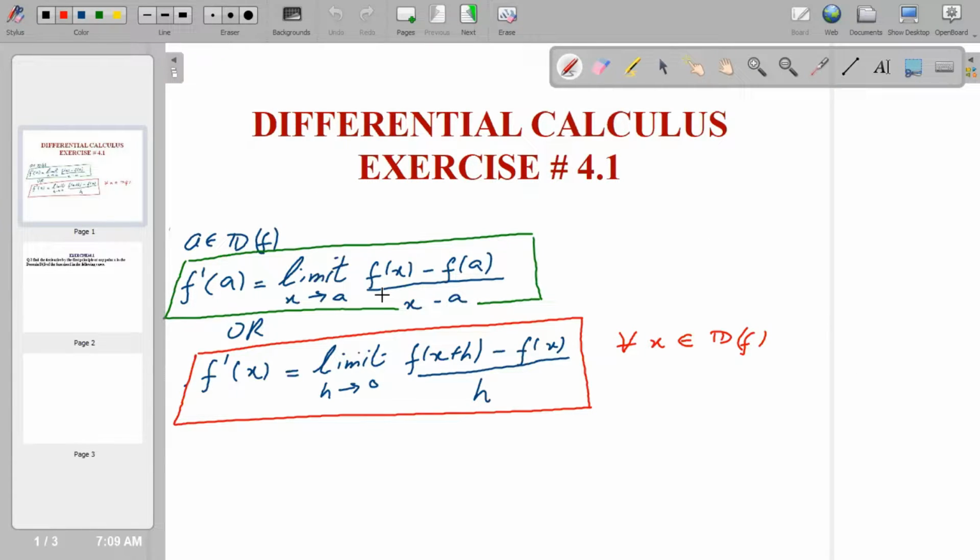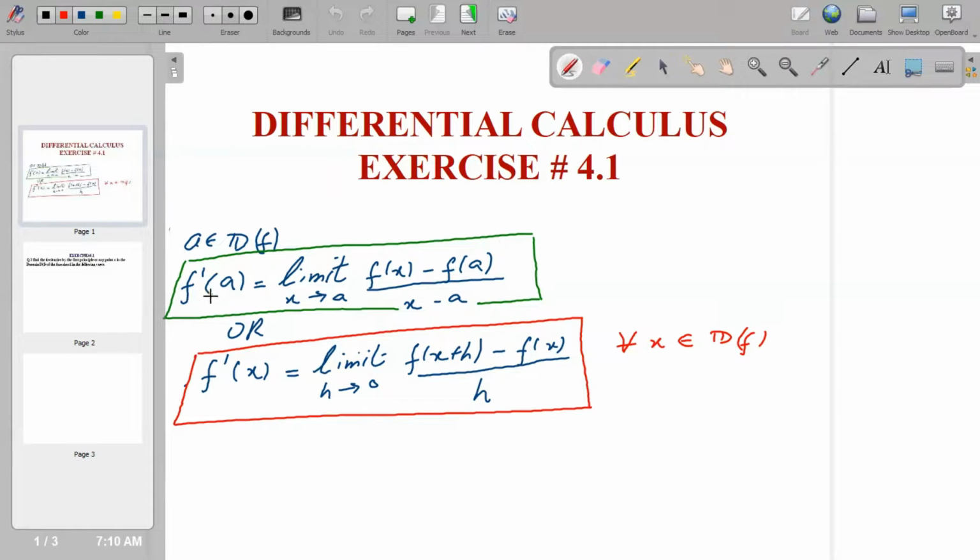So today's lesson is about differential calculus. Today we will look at finding derivatives using the first principle method. First we will define the formula for the first principle method, where A belongs to the domain of f. That is, A is any point of the domain of f.